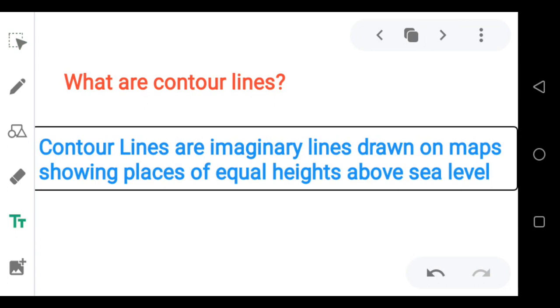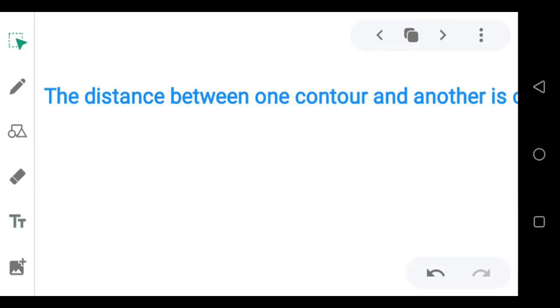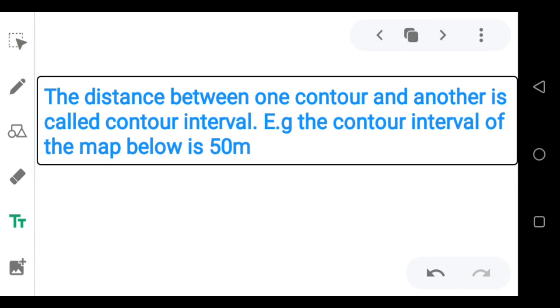They are imaginary lines because if you go to those areas, you will not see any line. That is why they are imaginary lines, connecting places having the same height above sea level. Now, the distance between one contour and another is called contour interval.